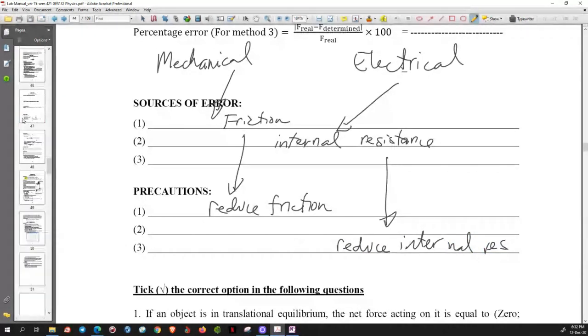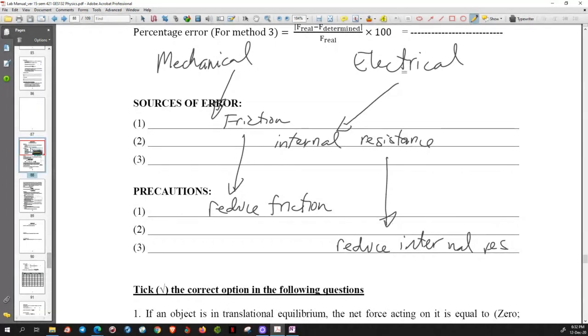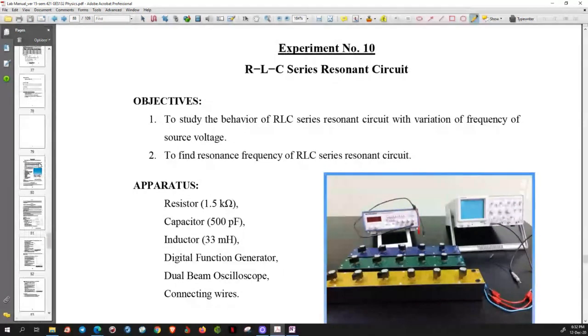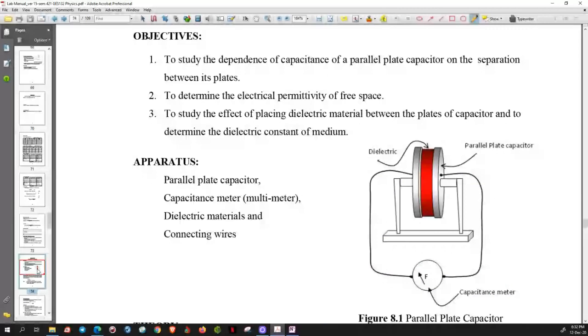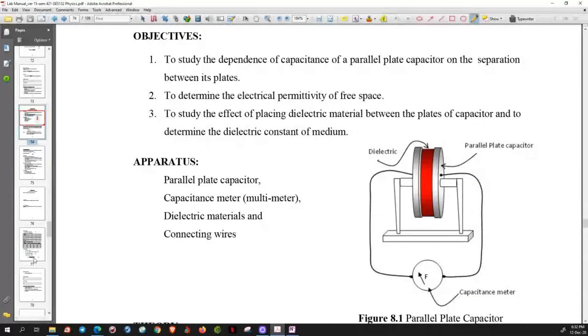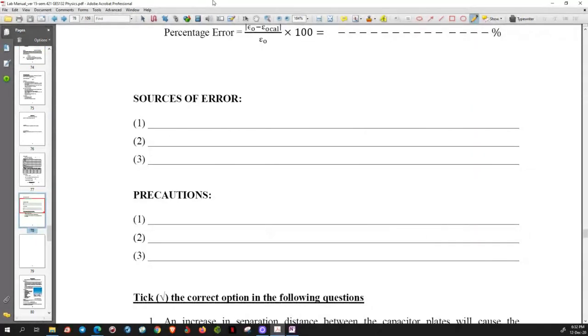So if the experiment is the parallel plate capacitor, let's go to the parallel plate capacitor. This is number 8, I think, or number 7. Let me just scroll to it. This one here. Okay, number 9. So here, instead of writing internal resistance, because you are using capacitance in the source of error, you will write internal capacitance. And there is internal capacitance in the system, okay?